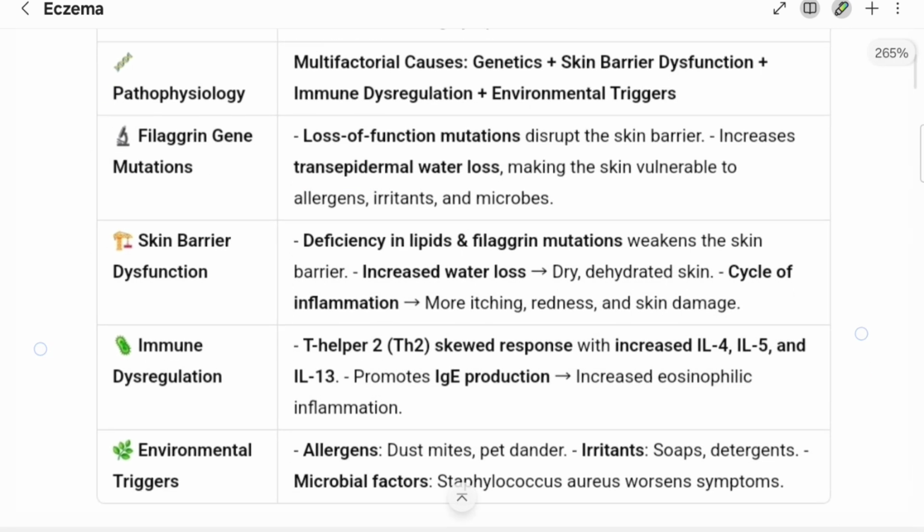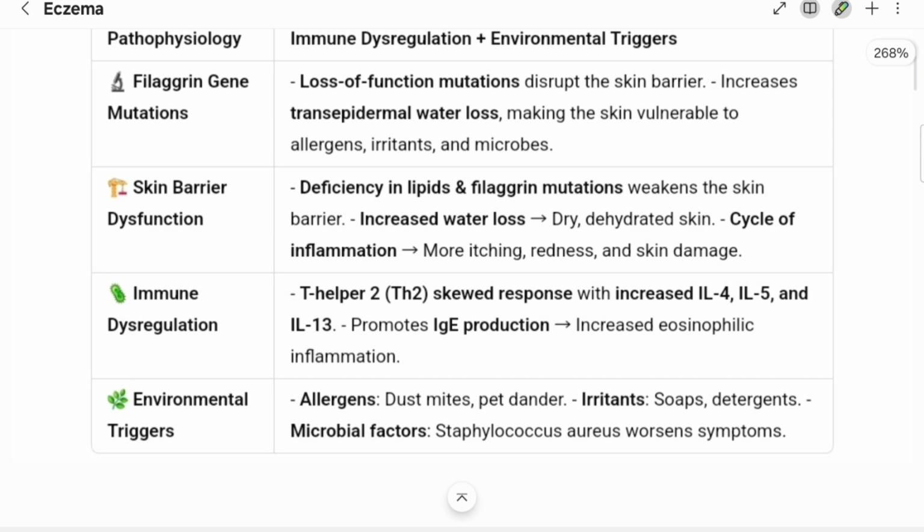And another thing is skin barrier dysfunction. There is deficiency in lipids and filaggrin mutations weaken the skin barrier. So the water loss is increased. So the skin is now dry and dehydrated. A cycle of inflammation happens, so more itching, redness and also skin damage.